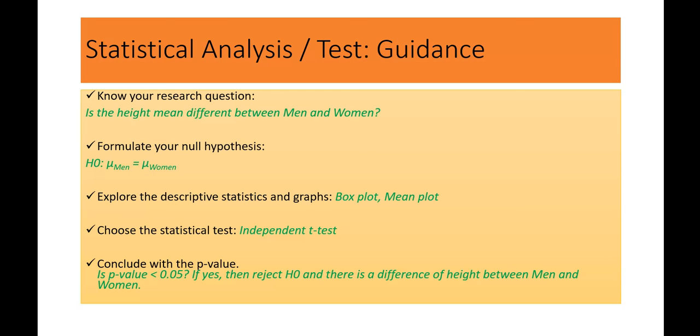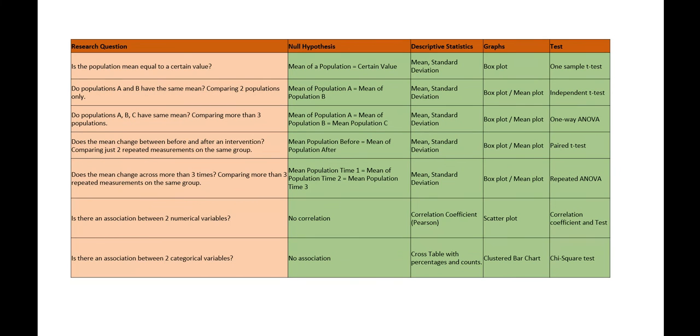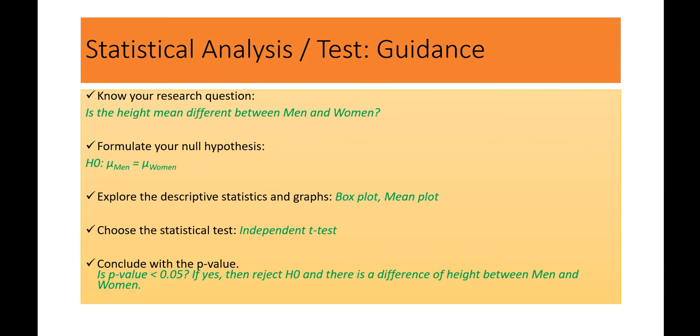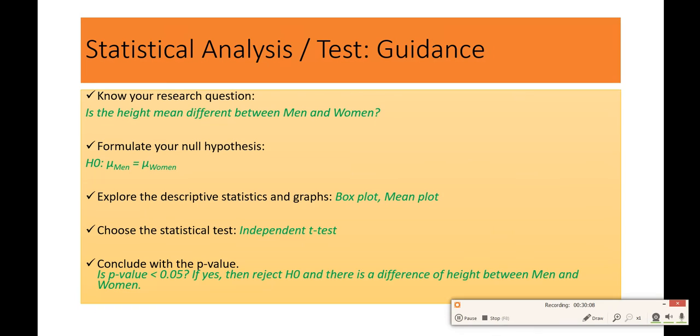So that's an independent t-test, okay? You compare two populations, which is in that table. And you conclude with the p-value. Is the p-value less than 0.05? If yes, then you reject H0, and there is a statistically significant difference of height between men and women. Okay? And that will be it for this lesson today.